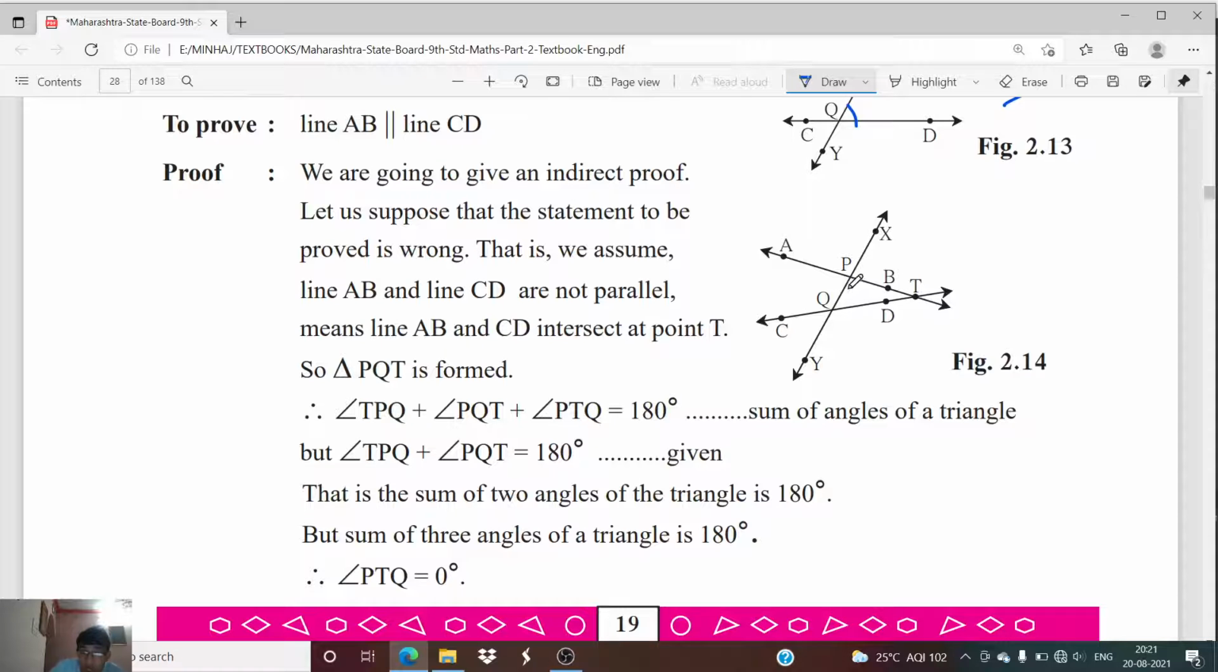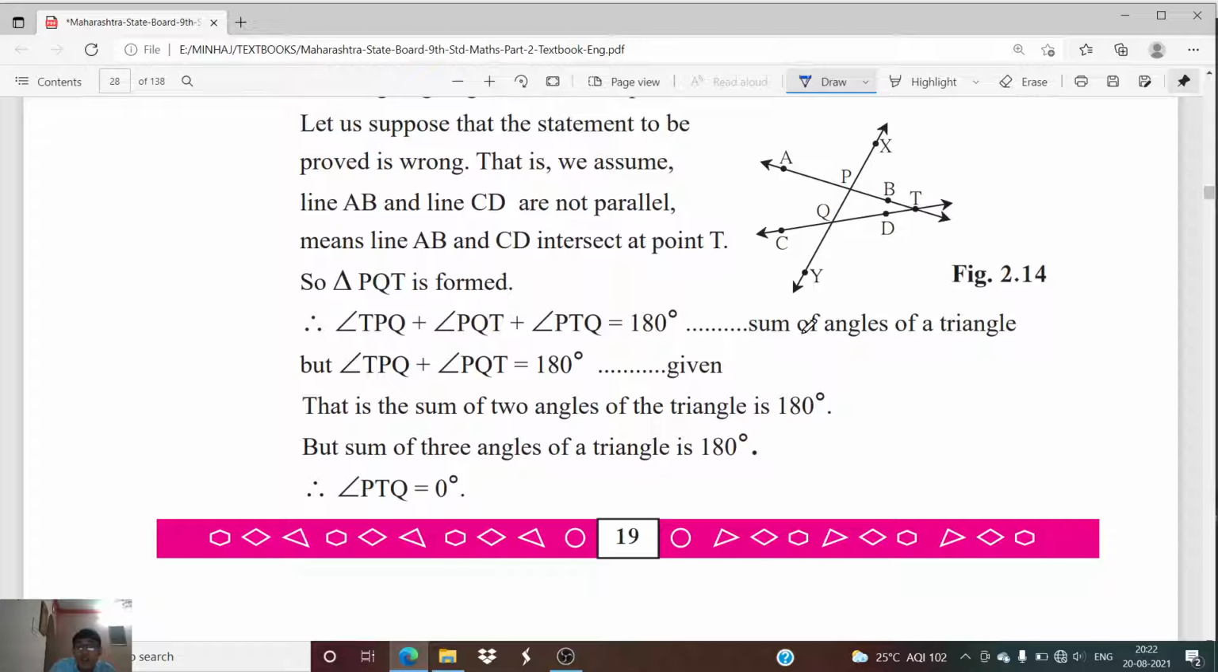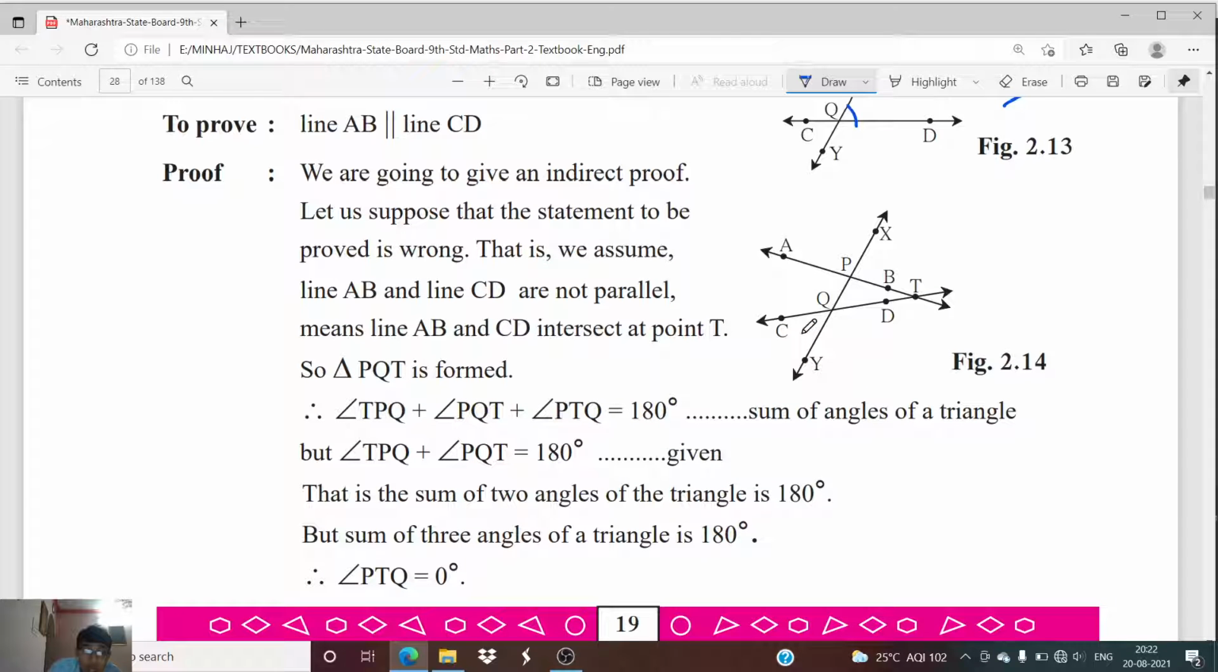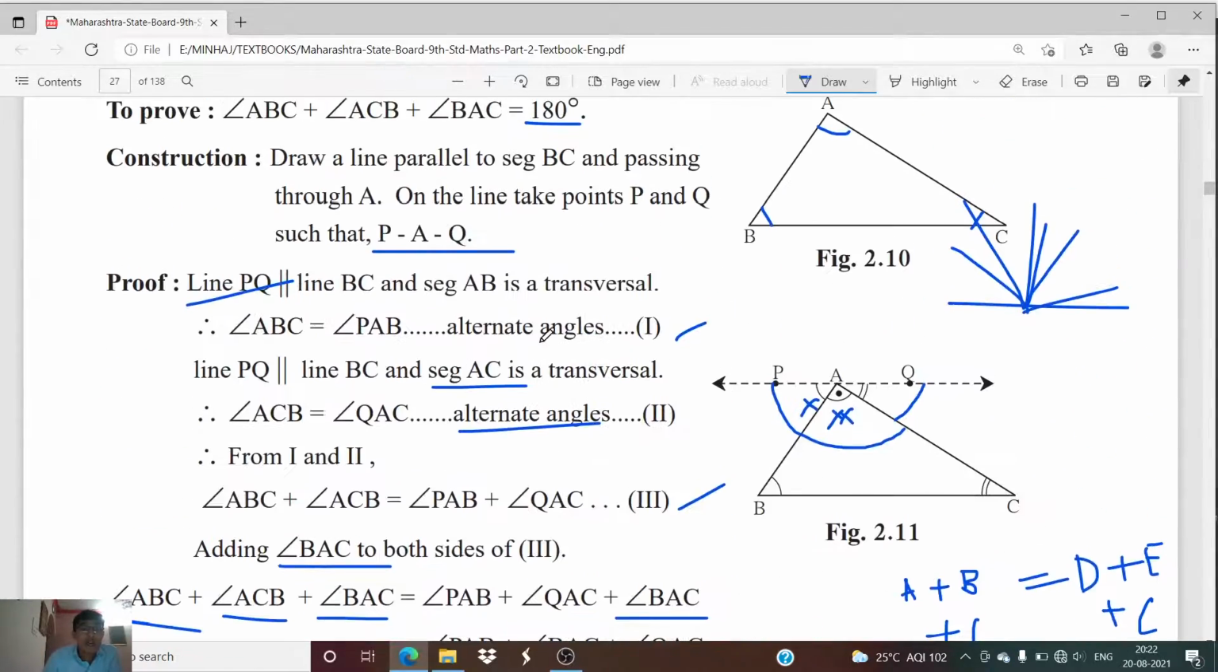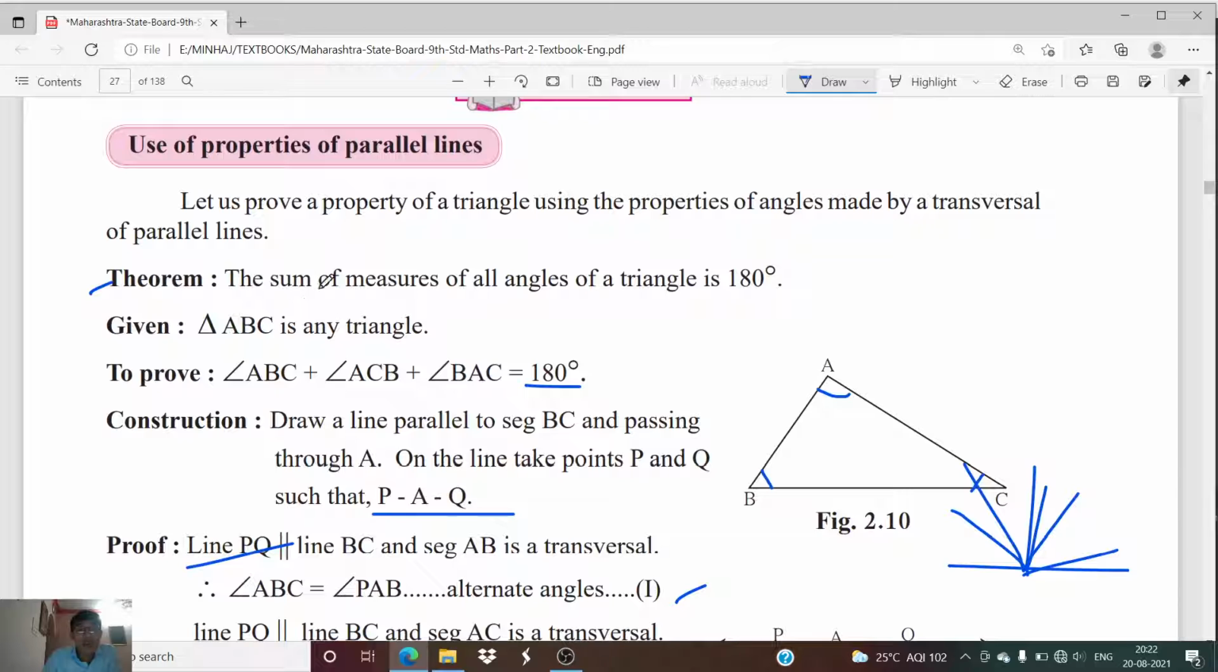So this is our assumption. Now, after considering the intersection of AB and CD at point T, we can take triangle PQT. As we all know, in this theorem we have seen the sum of measures of all angles of a triangle is 180 degrees.